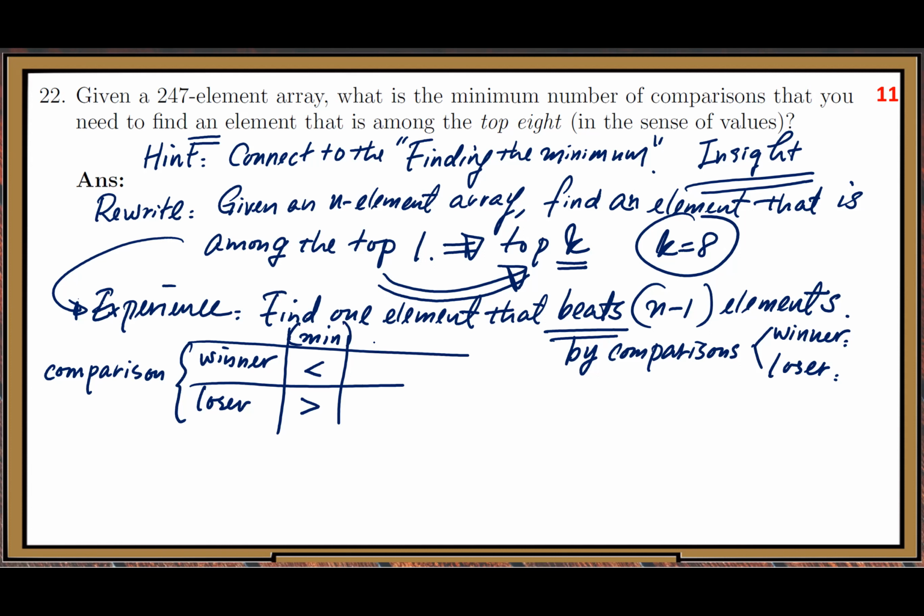But for max, the larger one is the winner. The smaller one becomes the loser. Okay? Here we need this definition. The larger one is the winner. All right. So with this understanding, now for the current question, this question.